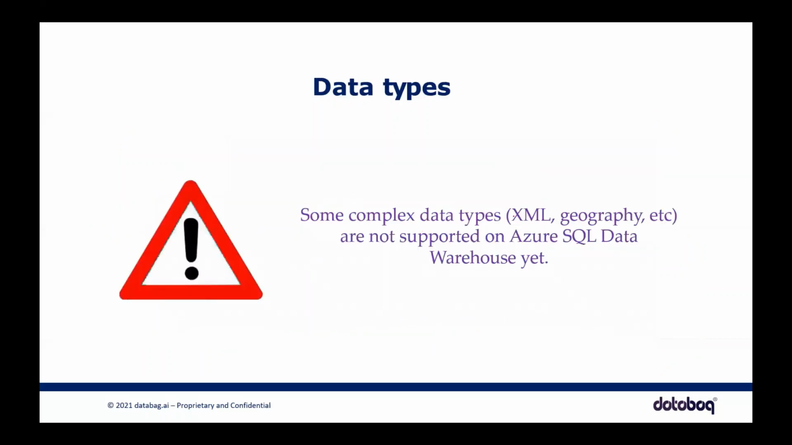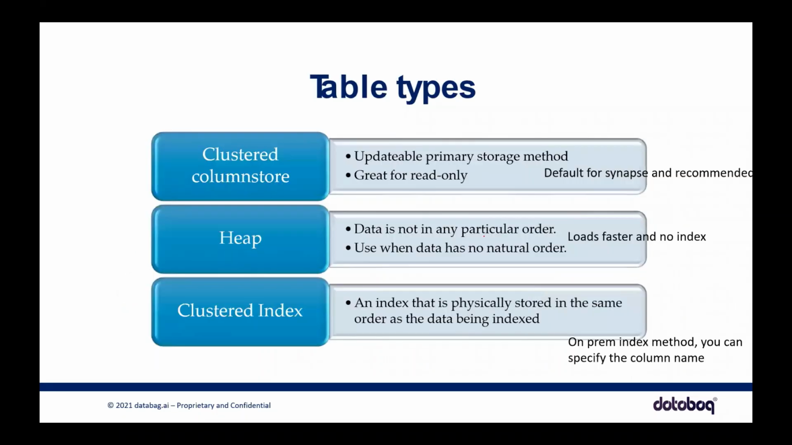And I think right now we don't have XML and geography. These kinds of data types are not supported yet in the data warehouse. And table types. This is again an important topic, right? You might get questions on this. By default, you have three different types: clustered column store, heap, and clustered index.